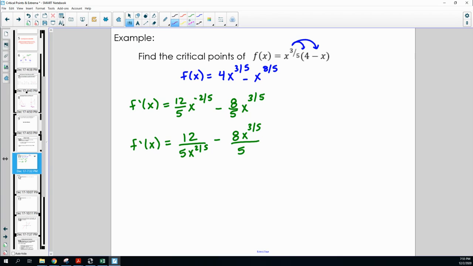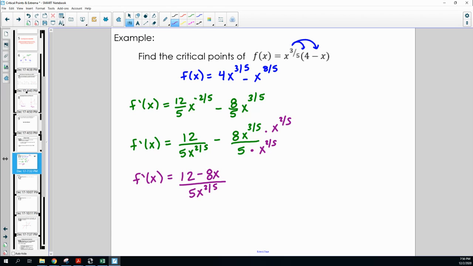So I'm going to get a common denominator here just to make this a little bit nicer. So I'm going to multiply by x to the 2/5 on the top and the bottom. So now I have f prime of x equals, they're going to have a common denominator of 5x to the 2/5, so I can combine the tops together. So we get 12 minus x to the 3/5 times x to the 2/5 is x to the 5/5, which is just x. So this is going to be minus 8x over 5x to the 2/5.